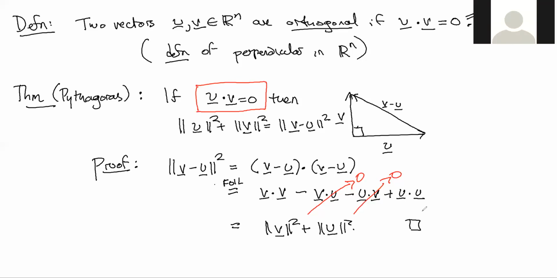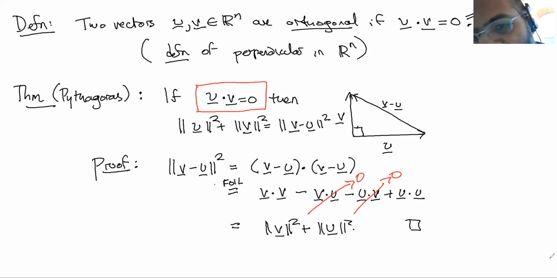Quick question. It works in any dimension, right? Yeah, this is in any dimension. See, in the proof, I never used what n is. I only use the properties of the dot product. That's the beauty. It works in any dimension. Okay, so that's the dot product and orthogonality.